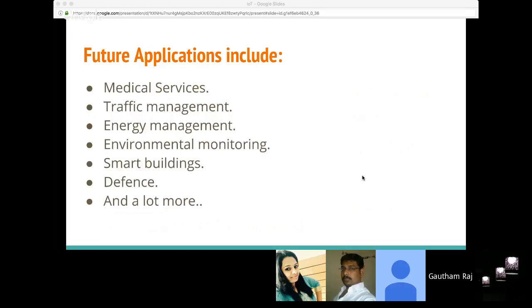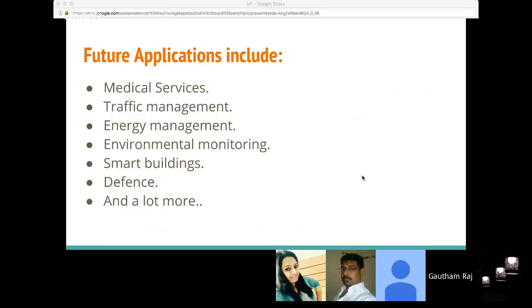And traffic management. Traffic management is a very good example. The signals which are all in the market right now, you basically connect every signal to a network, and these signals will divert traffic based on the number of vehicles. For example, if there are 10 vehicles at a particular signal, and at the next signal you have a lot of vehicles, like 50, depending on the number of vehicles, the signals will be able to automate the process. You won't wait at the signals for a long time.